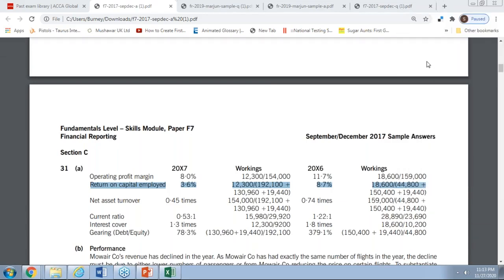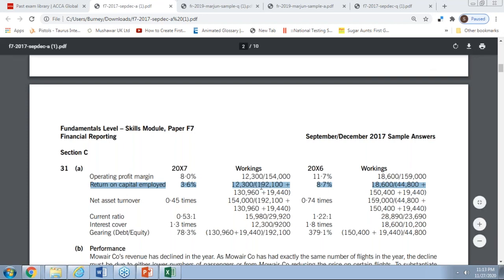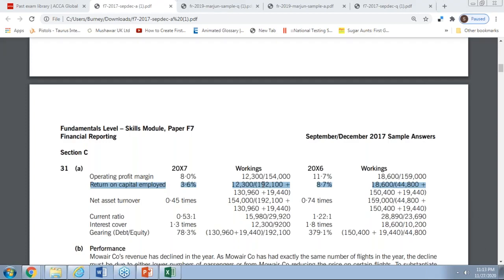Now, can you recalculate the figures, removing the effect of revaluation of 1,45,000? The ROCE has gone down from 8.7 to 3.6. So one of the impacts was due to the revaluation. The second was because of the profitability. You can see in the numerator previously we had 18,600, now it's 12,300. So the second impact was due to the profitability.